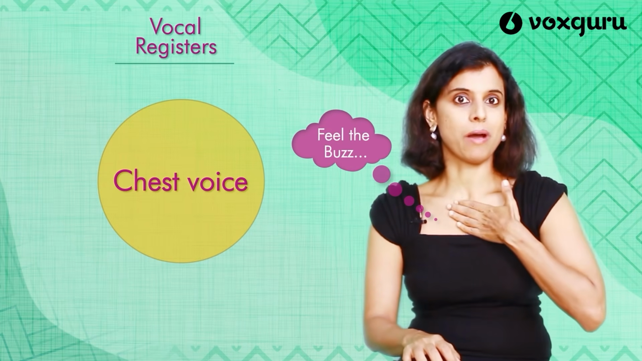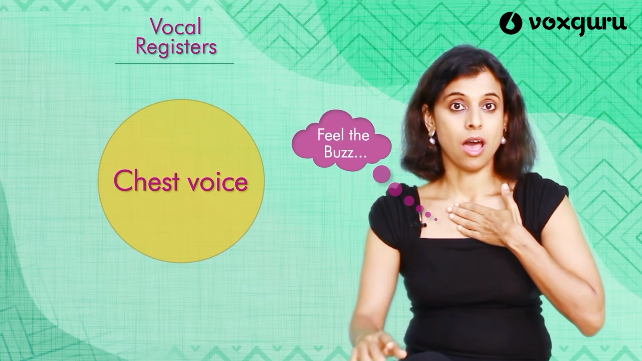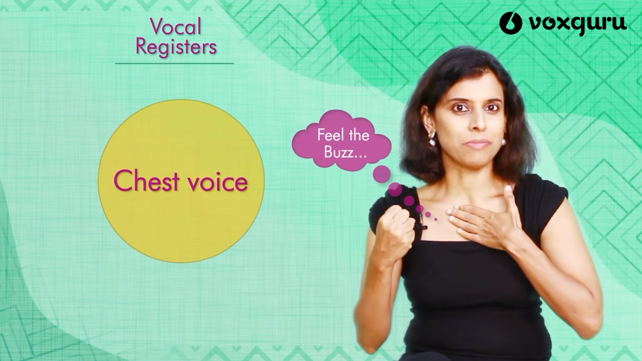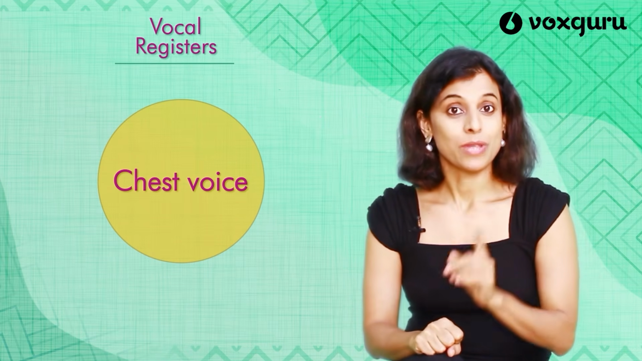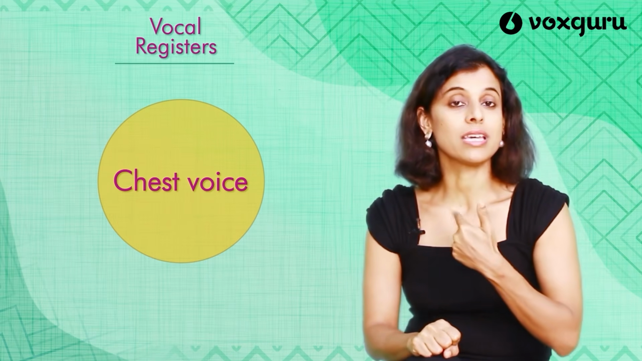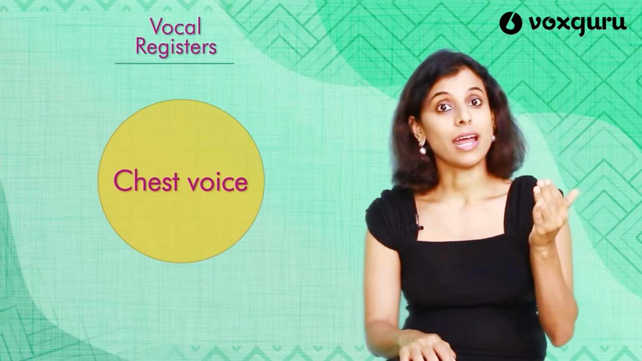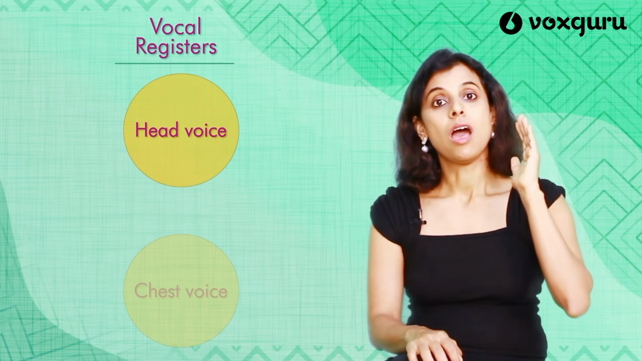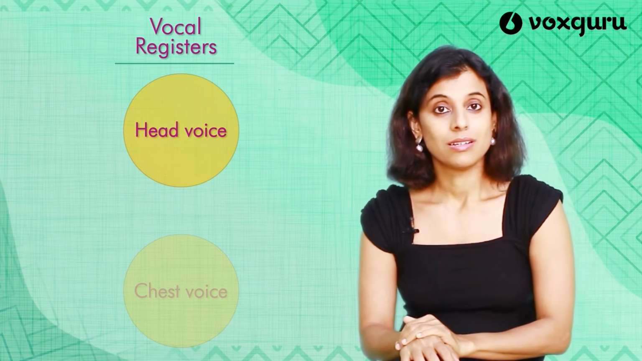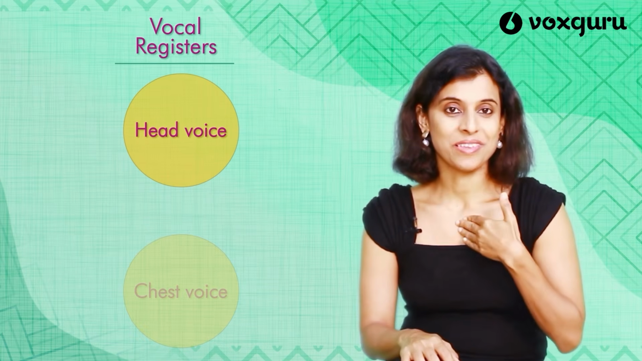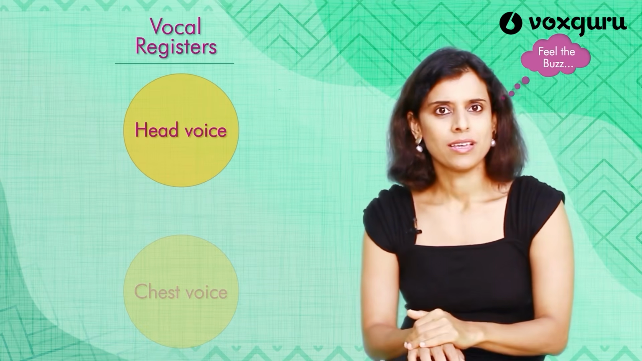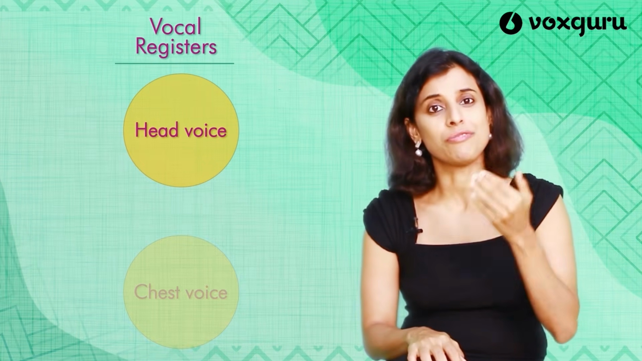So if you just keep one palm here and try to sing, you can feel a nice buzzing sensation over here. So that means that the vibration of your vocal cords is resonating in the chest cavity. But on the other hand, if I have to sing very high notes like, now I don't feel a buzz here, I feel a buzz here, and that is why we call it the head voice. If you see, the type of sound itself is different, right?